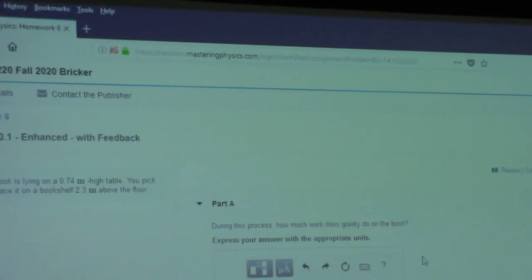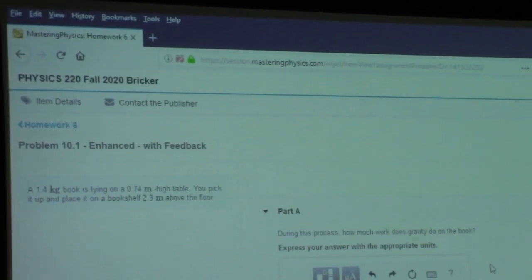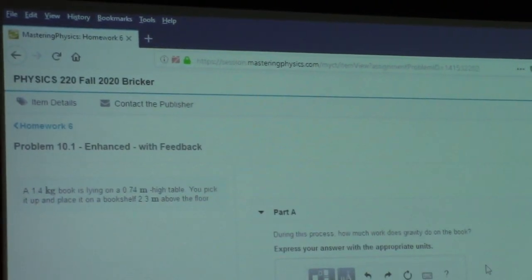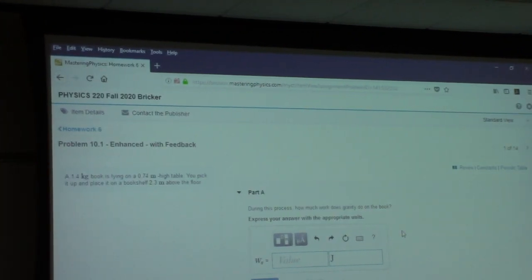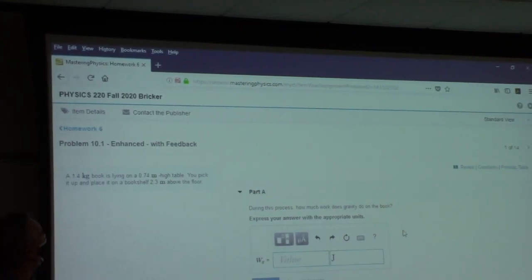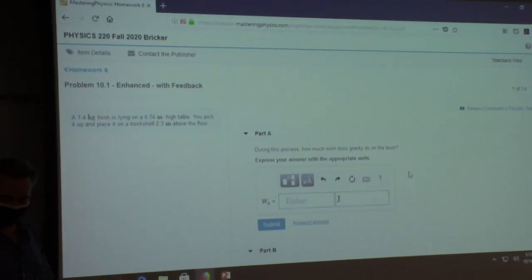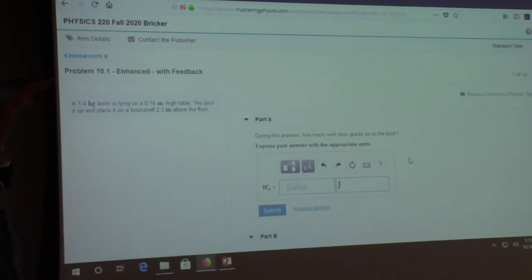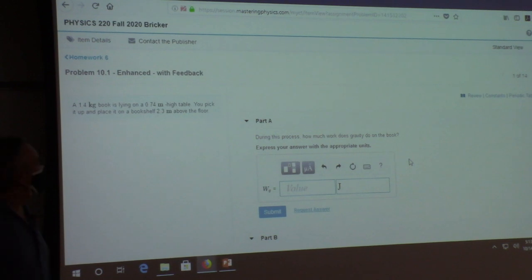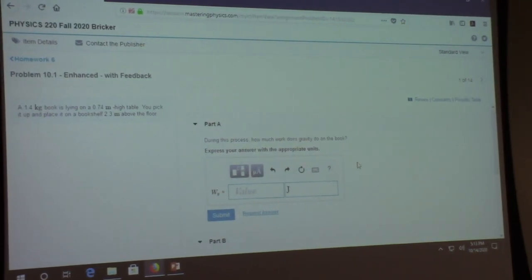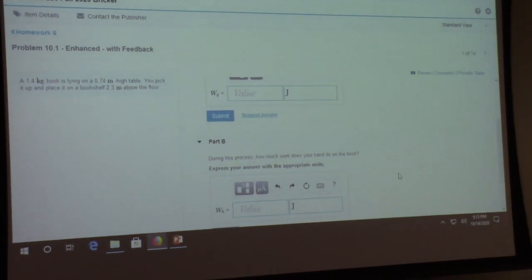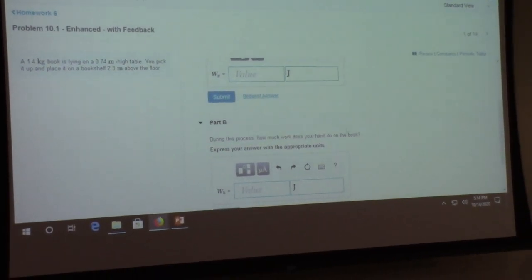So this is the first problem on homework 6. A 1.4 kilogram book is lying on a 0.74 meter high table. You pick it up and place it on a bookshelf 2.3 meters above the floor. Okay, so it's at 0.74, and you're going to put it at 2.3. During this process, how much work does gravity do on the book? Okay, and then part B, how much work does your hand do on the book? Okay, and the units here are joules.